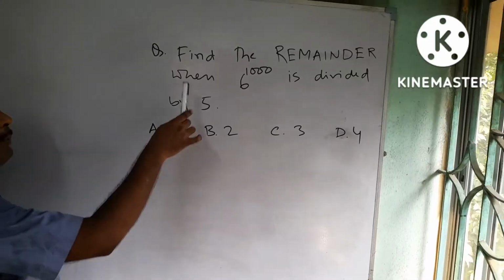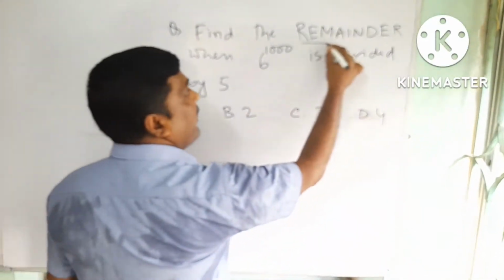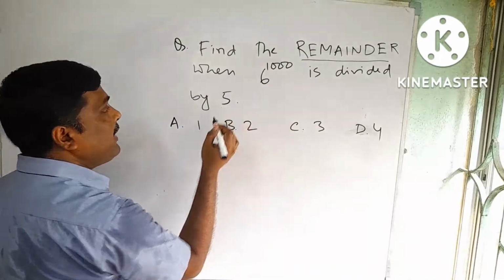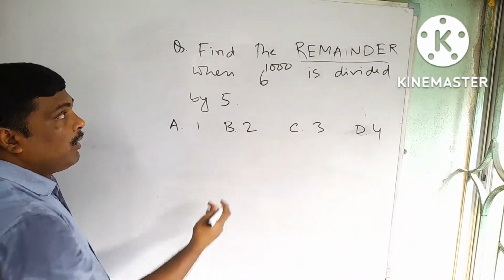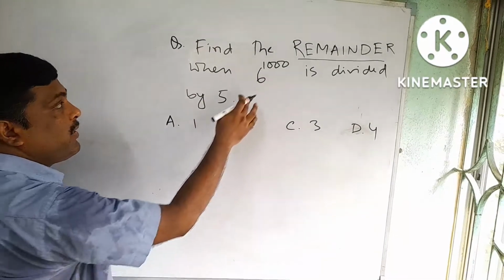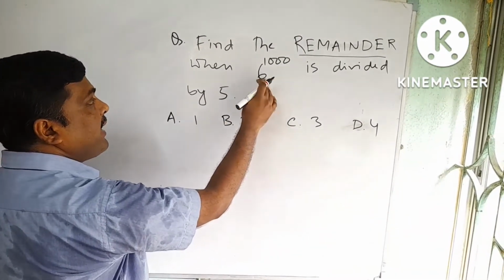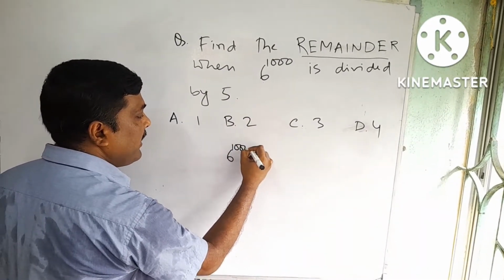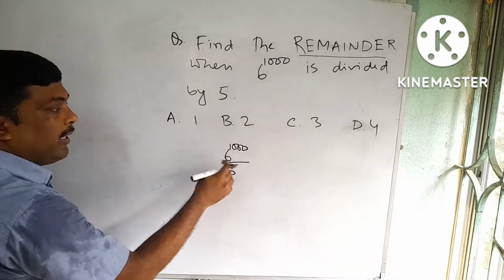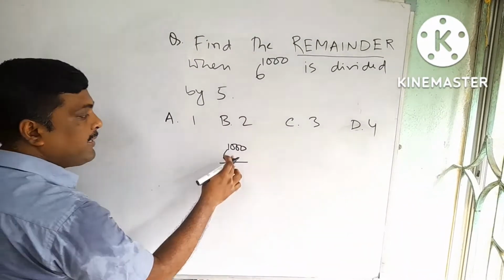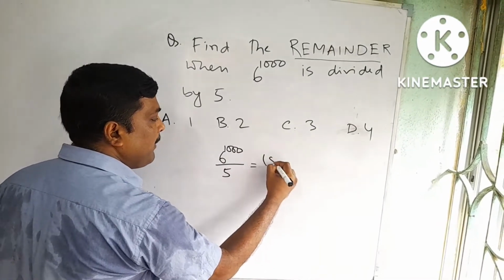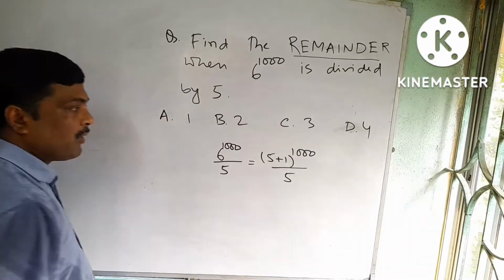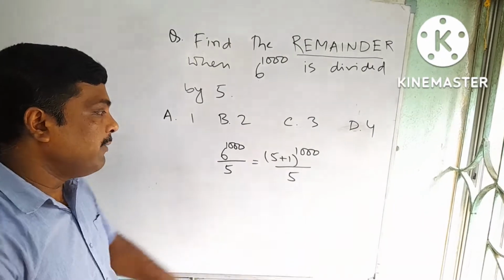Okay, take one problem. Find the remainder when 6 to the power 1000 is divided by 5. So the base is 6, and 6 can be written as 5 plus 1. So 6^1000 divided by 5 is (5 + 1)^1000 divided by 5.